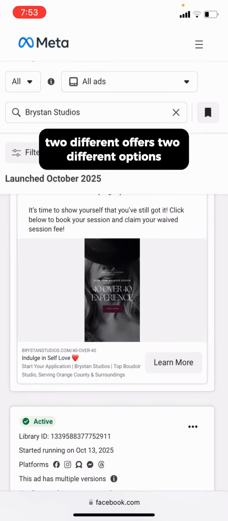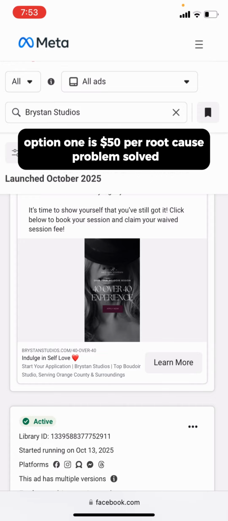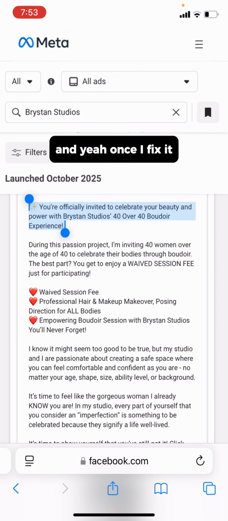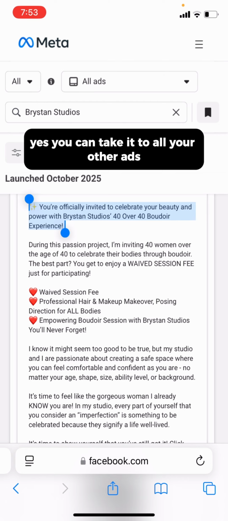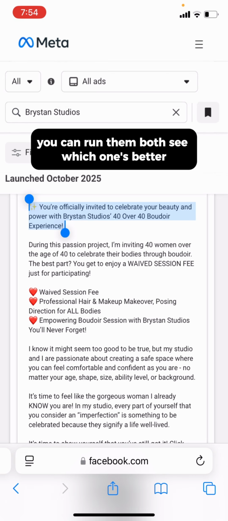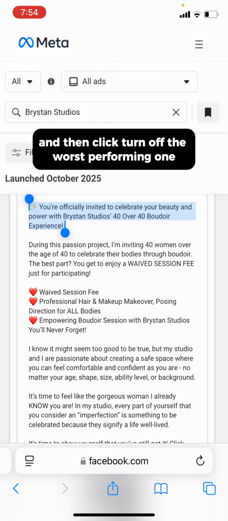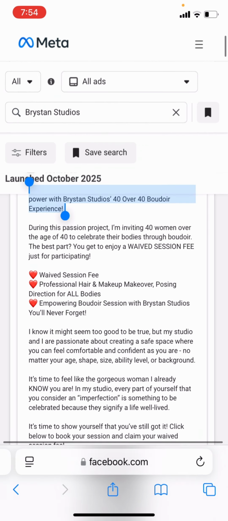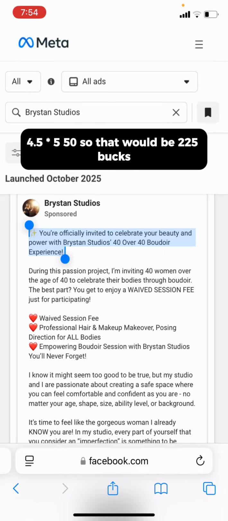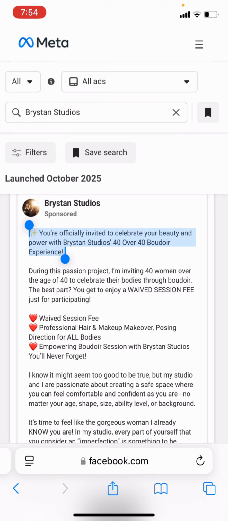Option 1 is $50 per root cause problem solved for 1 ad. And yeah, once I fix it, yes, you can take it to all your other ads, or duplicate the ad. I'll put the fixes on the duplicated ad. You can run them both, see which one's better, and then turn off the worst performing one. And you can choose as few root cause problems fixed as you want, or as many as you want. The maximum is 4.5 times 50, so that'd be $225.